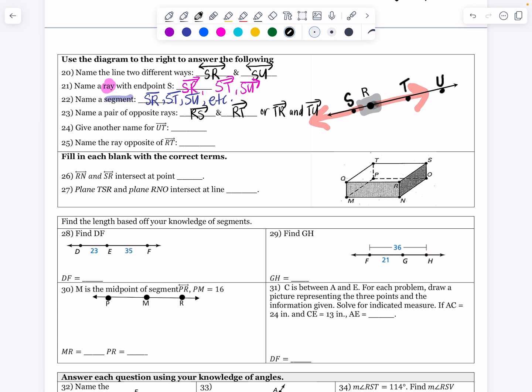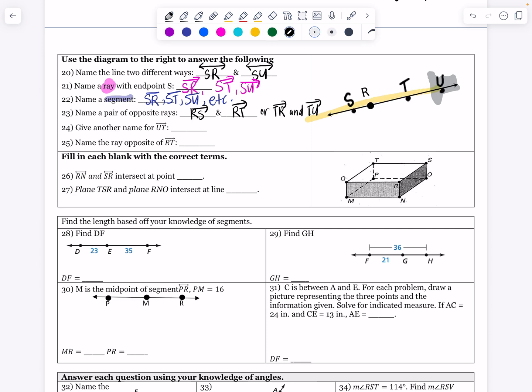Give another name for ray UT. So when I do ray UT, that is the flashlight that starts at U. Boom, boom, boom, boom, boom. There's my flashlight. It's not perfect. Guys, that's not a very good picture. I'm not an art teacher. But it goes from U and it shines through T.